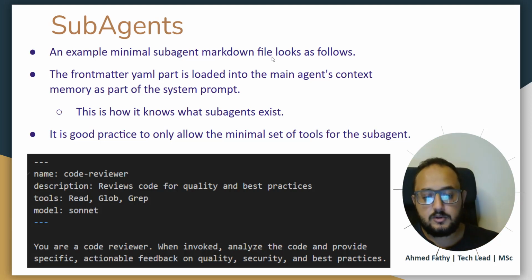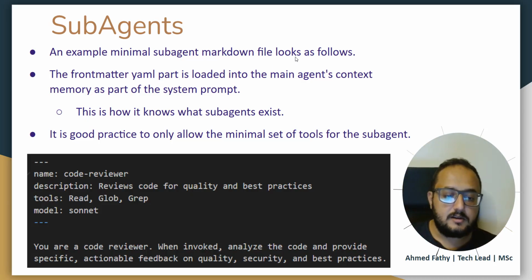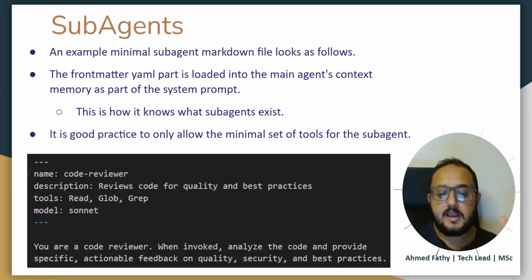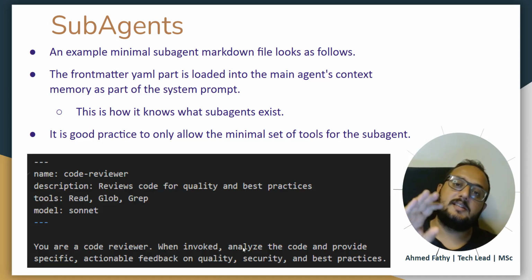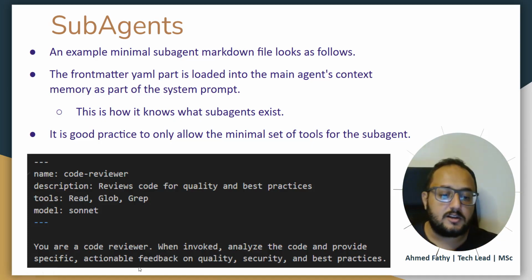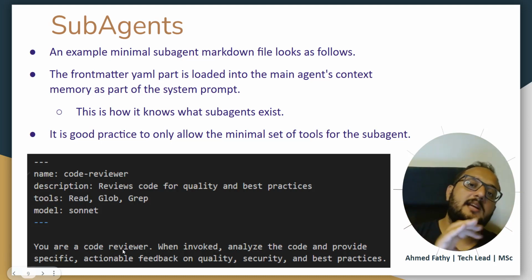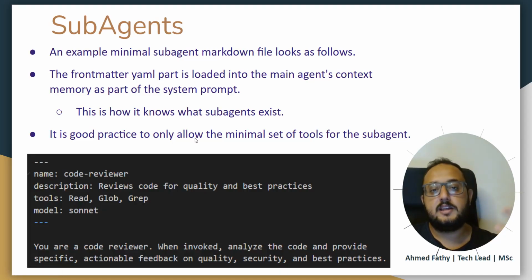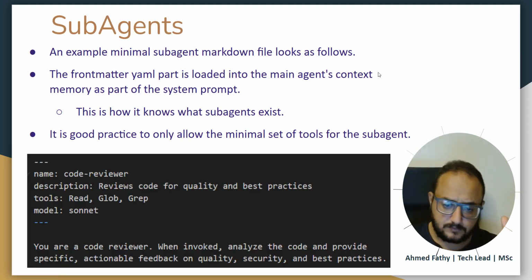It is good practice to only allow the minimal set of tools for the sub-agent. So here, for example, we define a sub-agent called code reviewer. We give a description, and then we give some tools here, and we give a model, Sonnet, right? And this markdown part gets ingested into the prompt of the sub-agent. So here you are telling the sub-agent, you are a code reviewer. When invoked, do blah, blah, blah, right? This part is injected into the context of the sub-agent, not of the main agent, but the front matter is ingested into the main agent's context.